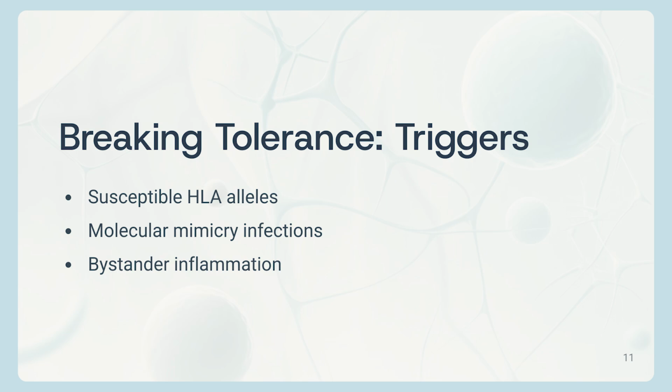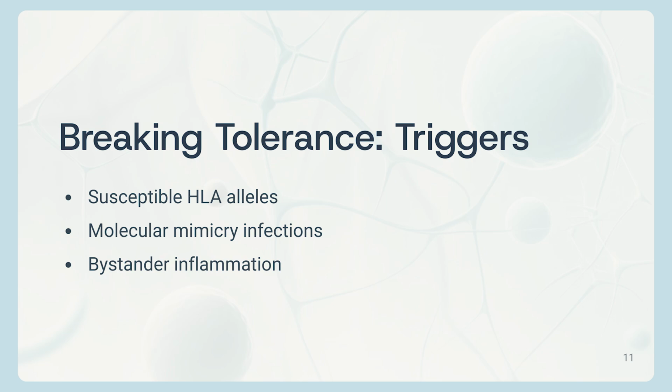First, certain genetic backgrounds can make you more susceptible, especially those related to specific HLA alleles. HLA is human leukocyte antigen. Then, environmental triggers come into play. For example, certain infections can cause molecular mimicry. So this means a microbe's proteins closely resemble a protein in your own body. When your immune system attacks the microbe, it accidentally attacks your cells as well.